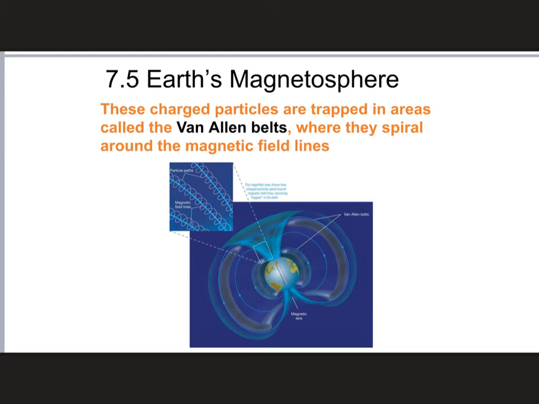Now, not all of those charged particles that make up the solar wind are deflected away. Some of them actually get trapped within the region of the Earth's magnetic field itself. And those regions indicated here and here, those are called the Van Allen radiation belts. And there's one there and there's one there as well. The Van Allen radiation belts are the regions where these charged particles have been trapped.